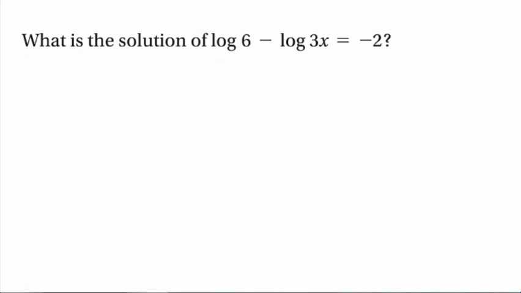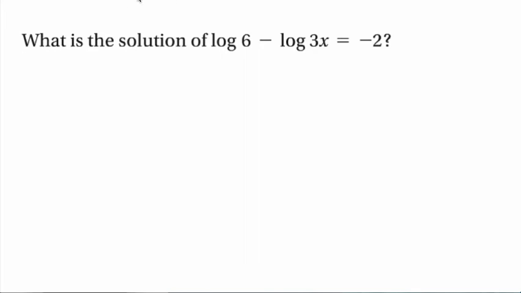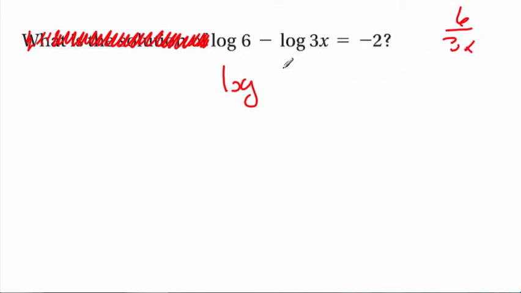Last example. What is the solution of log 6 minus log 3x equals negative 2? I understand the question, but I really just want to see the problem. So log 6 minus log 3x, I feel like I should combine these through division. Because I have a subtraction sign, I'm going to do log of 6 over 3x. The 3 and the 6 will reduce, so this just gets me 2 over x equals negative 2.